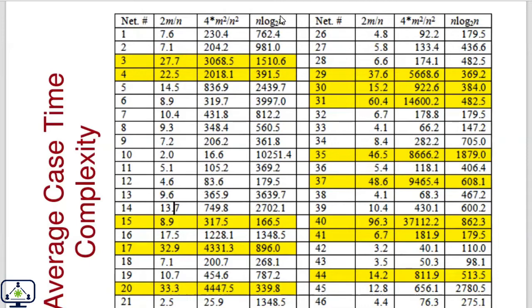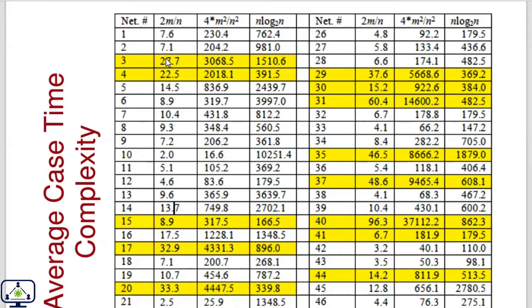So I use that as a reference for comparison with this 4m square over n square, which is the time complexity if you do this in parallel, if you compute this centrality tuple in parallel. So the real-world networks for which we have a highlighted yellow color are those networks for which n log n is greater than 4m square over n square.